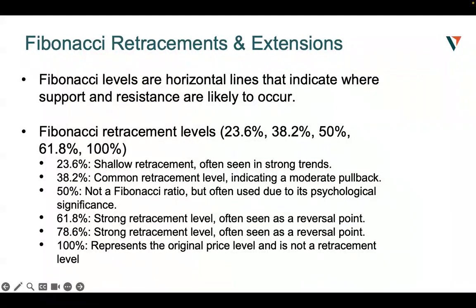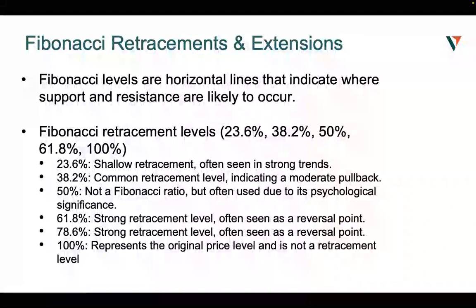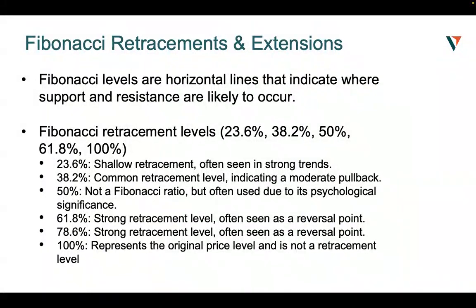So Fibonacci retracements and extensions. What are they? They're essentially just horizontal lines, and they are sort of supporting your notion of where support and resistance are likely to occur. And there are many retracement extension levels. Of course, you see on the screen here, the 50 and 100% are not Fibonacci ratios. They're just used for psychological significance.